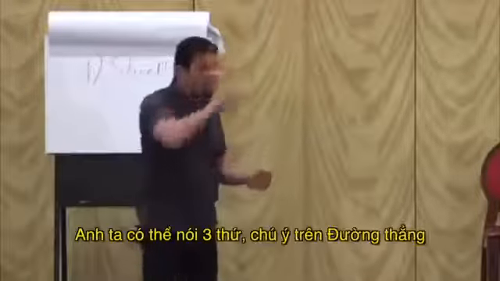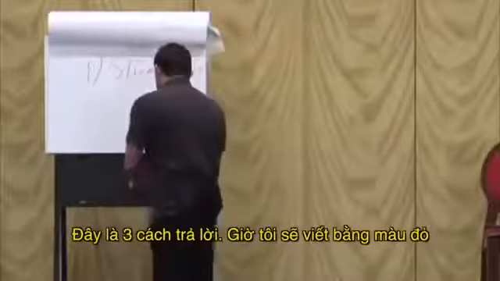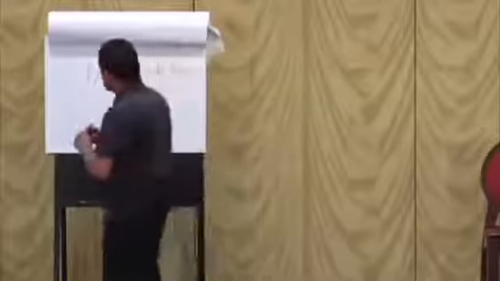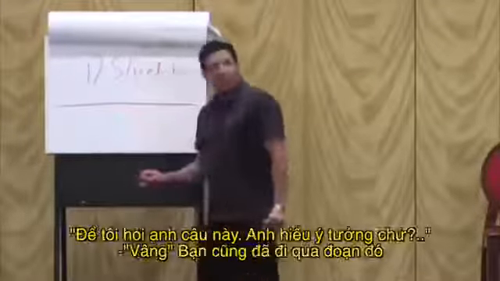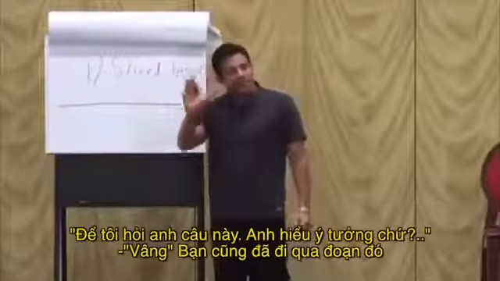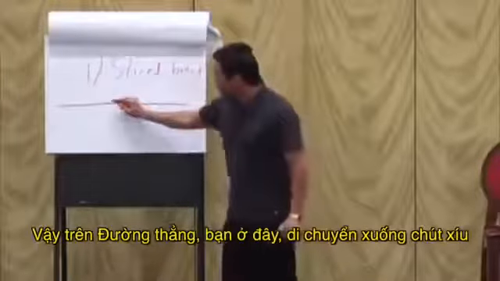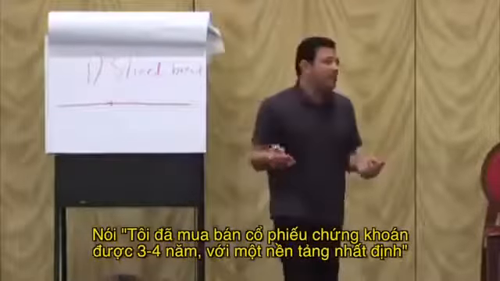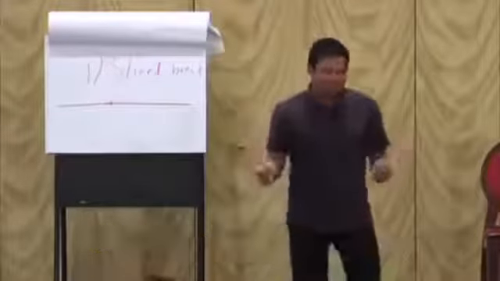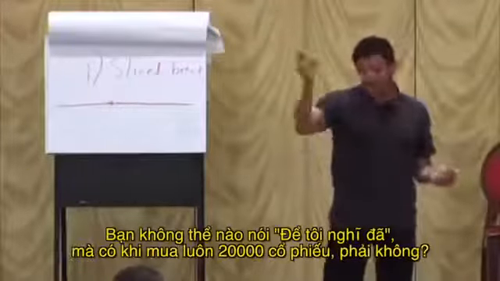He could say 3 things, and this is the line now. Watch the straight line. There's 3 responses. Now I'll switch to red. I like red. You're over here on the line. Okay? You say, let me ask you a question. Did that idea make sense to you? Yes, you got through that whole point. So you're here on the line. You move down a little bit. Now you say, if I'd been your broker for the last 3 or 4 years, making you money on a consistent basis, you probably wouldn't be saying right now, let me think about it. You'd probably be saying, you know what, pick me up 20,000 shares.